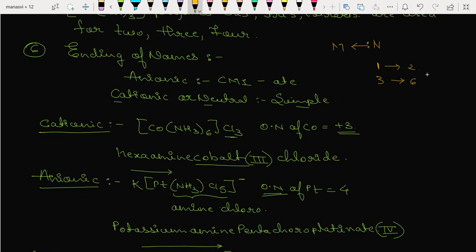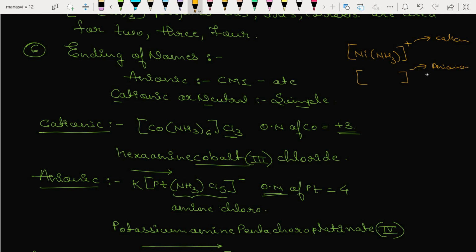Now, sixth, ending of names. Now, if the central metal ion is anionic. Now, how to decide whether the central metal ion is anionic or cationic? That you decide by seeing the charge on the complex. For example, Ni NH3. This is a neutral complex. There is no charge on the coordination sphere. But if there is any charge on the coordination sphere, then the complex ion will become cationic or anionic accordingly.